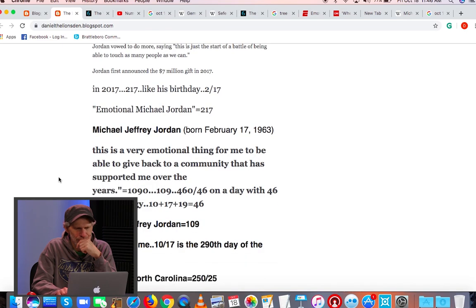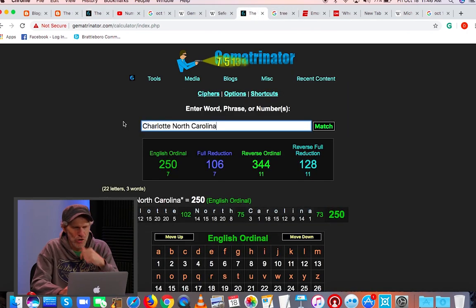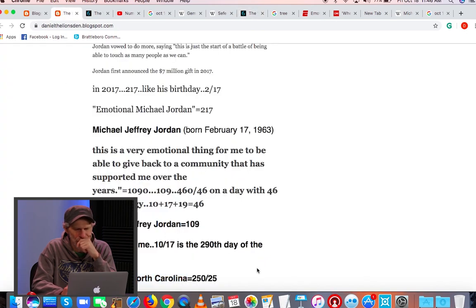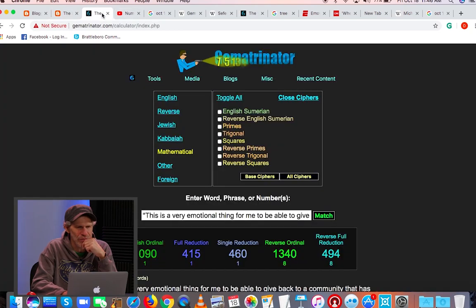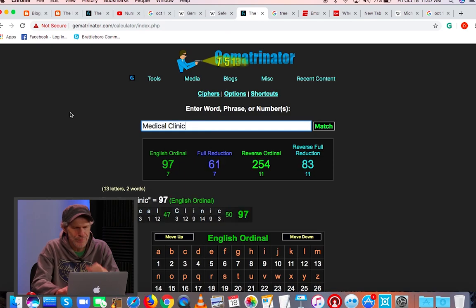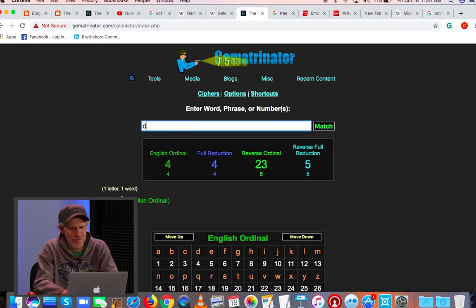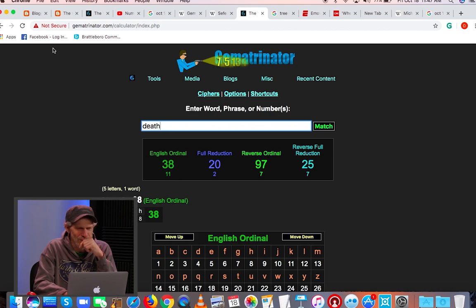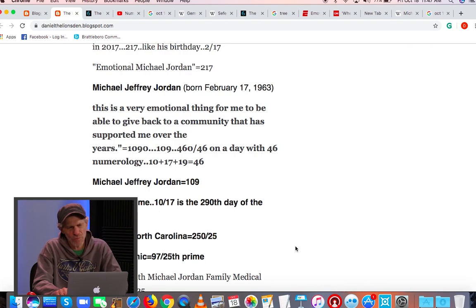So that's interesting. This happened in Charlotte, North Carolina, which equals 250. Let's do this one. Charlotte, North Carolina, equals 250. See that? 250 is basically 25. You drop the zero. This was a medical clinic. He's opening a medical clinic. It equals 97. 97 is the 25th prime. Medical clinic, 97. This is so funny because death is 97 as well. Death in a medical clinic. That's what happens in a lot of these hospitals. Thousands and thousands of deaths in hospitals.